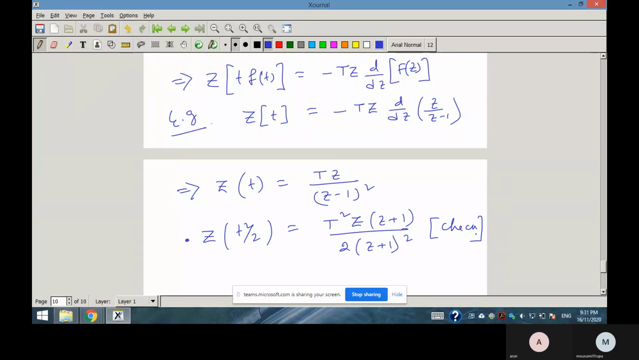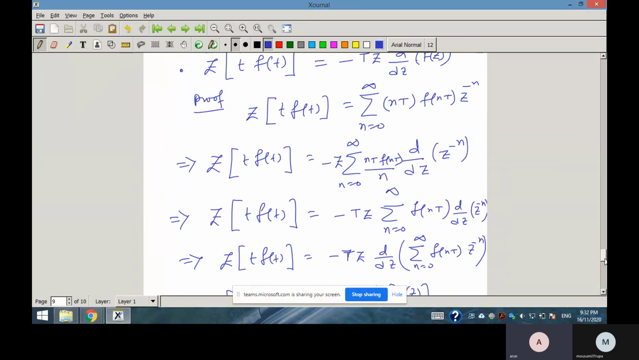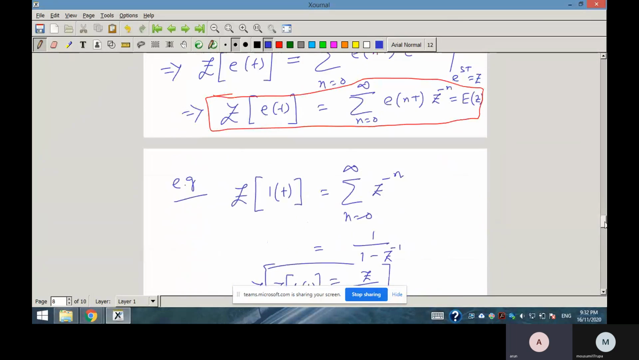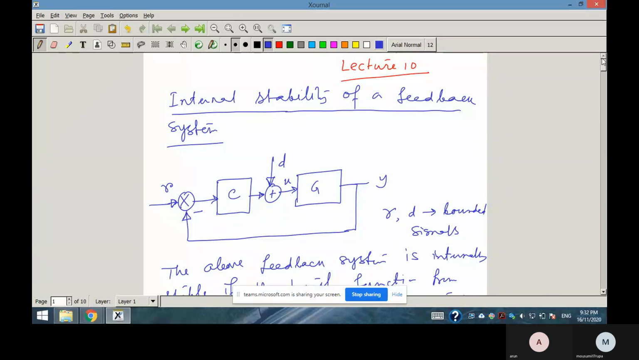So this is about your Z transformation of signals. Now the Z transformation of systems. Okay, the Z transformation of systems I will consider in the next class. So just I will go over whatever I have taught.